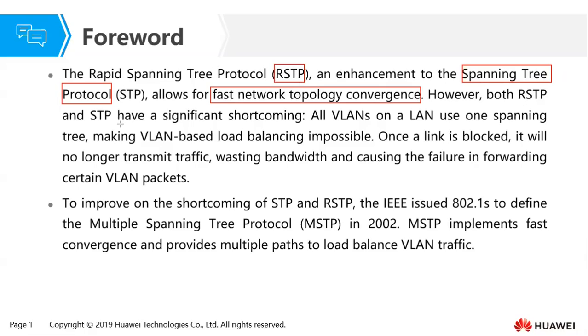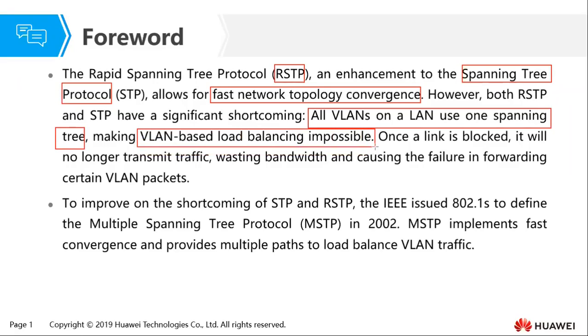However, both RSTP and STP have a significant shortcoming. So the first one is all VLANs use the same spanning tree. So when all VLANs use the same spanning tree, it makes this impossible. You cannot do VLAN-based load balancing. So we're going to show you these scenarios. Again, with a single spanning tree, once a link is blocked, it will no longer transmit traffic.